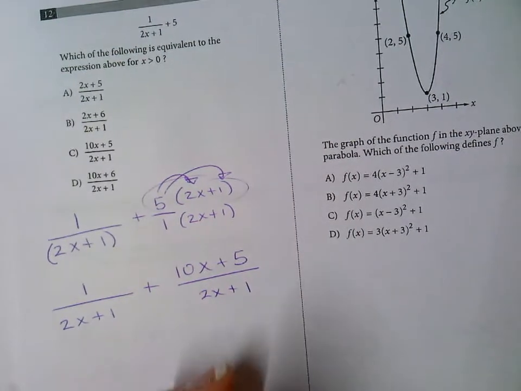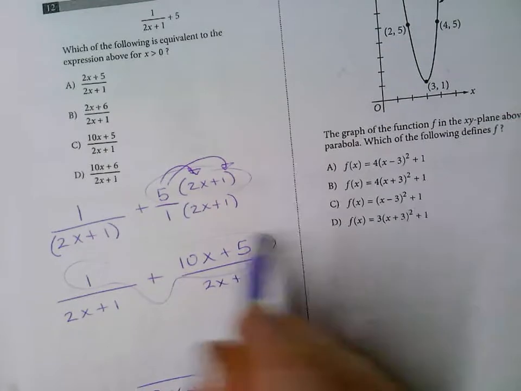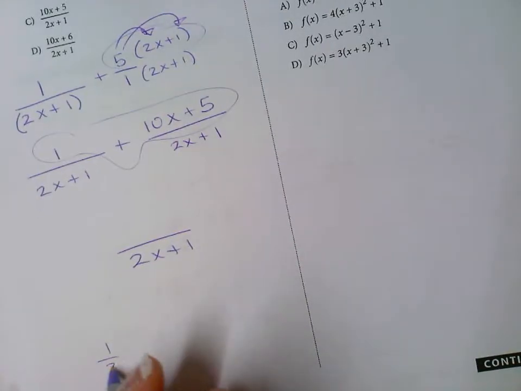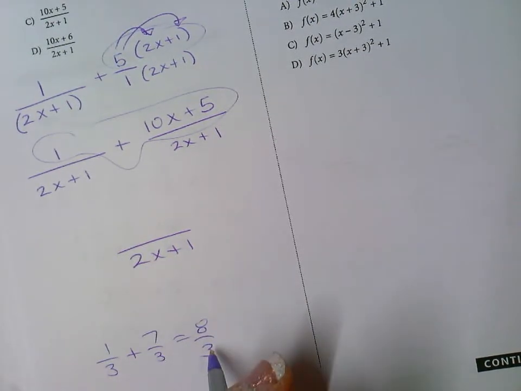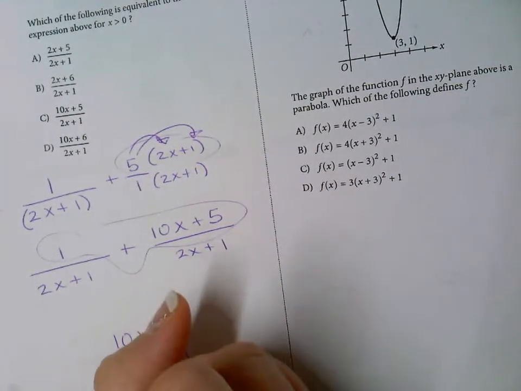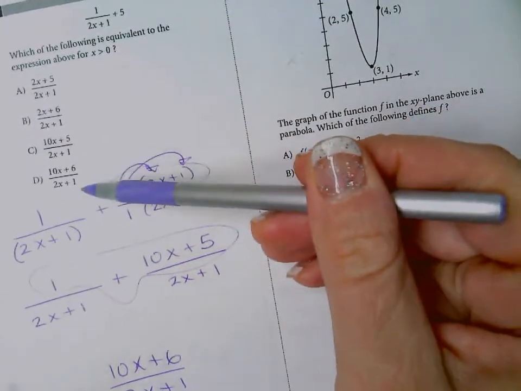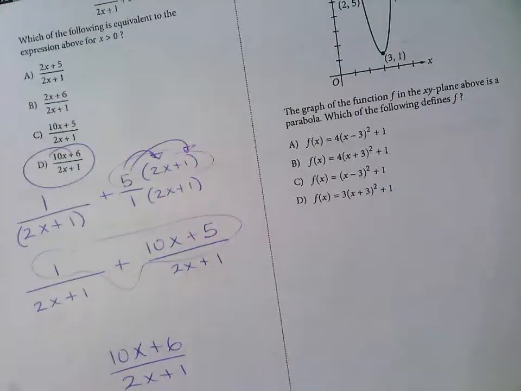So when you add two fractions that have a common denominator, you essentially are just adding the numerators. Like if you had 1/3 plus 7/3, you would have 8/3. You're not changing the denominator, you're adding the numerators. So I have a total of 10x and 6. So is that one of my choices? 10x plus 6 over 2x plus 1. So the answer is D.